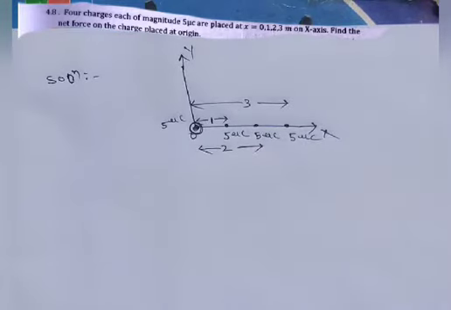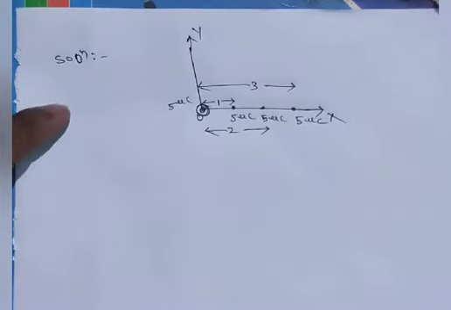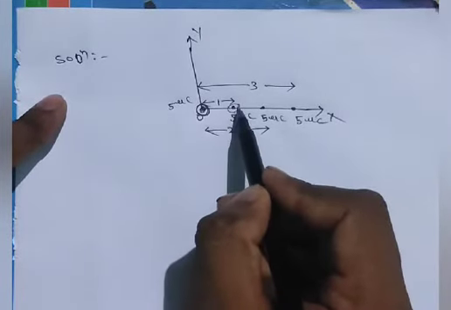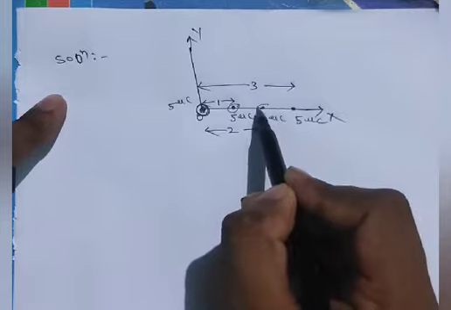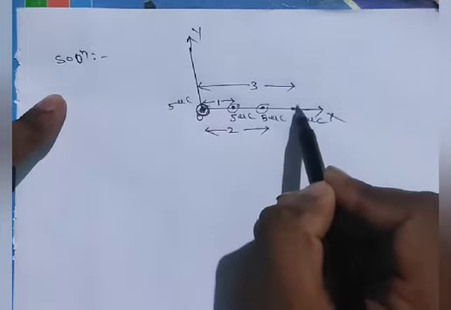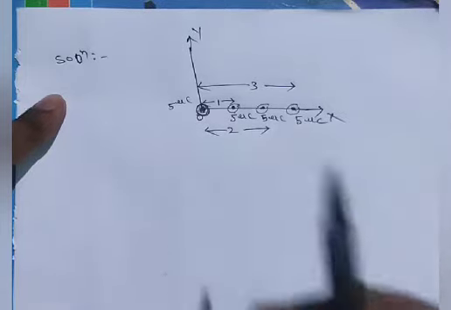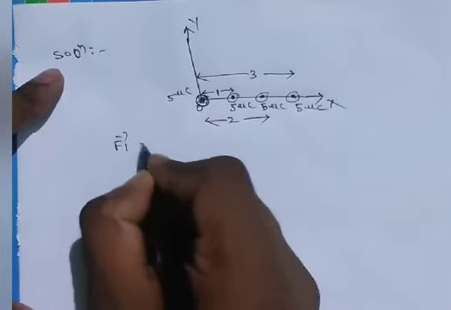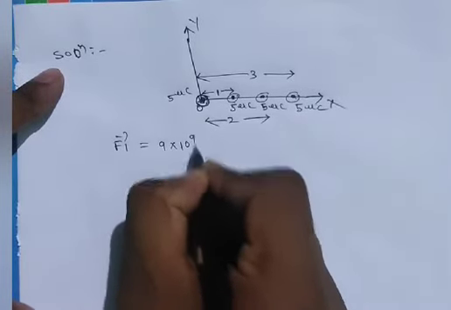In the question it is asking to find the resultant force on the 5 microcoulomb charge which is placed at the origin. So there will be 3 forces. One force will be due to this charge on this, the second is due to this on this, and the third one is due to this charge on this charge. So F1 will be 9 into 10 to the power 9.